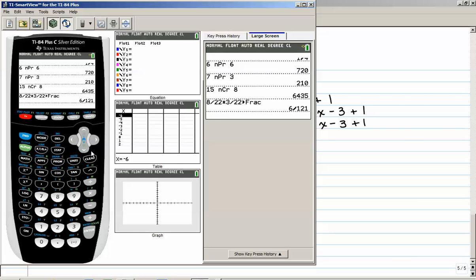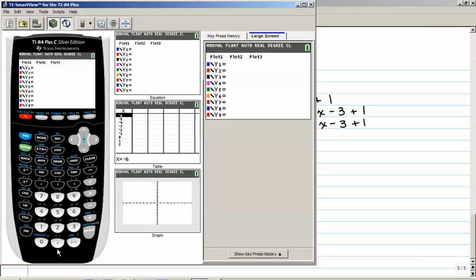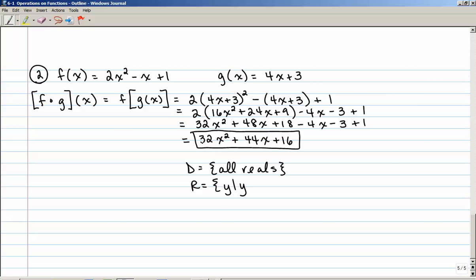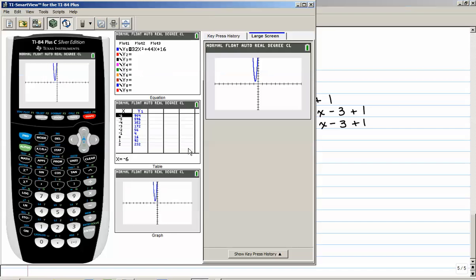So let's see, good, I don't have anything in there. So 32x squared plus 44x plus 16. Let's see if this shows up on my graph. Okay, so there is a graph of my solution. So that's y equals 32x squared plus 44x plus 16.